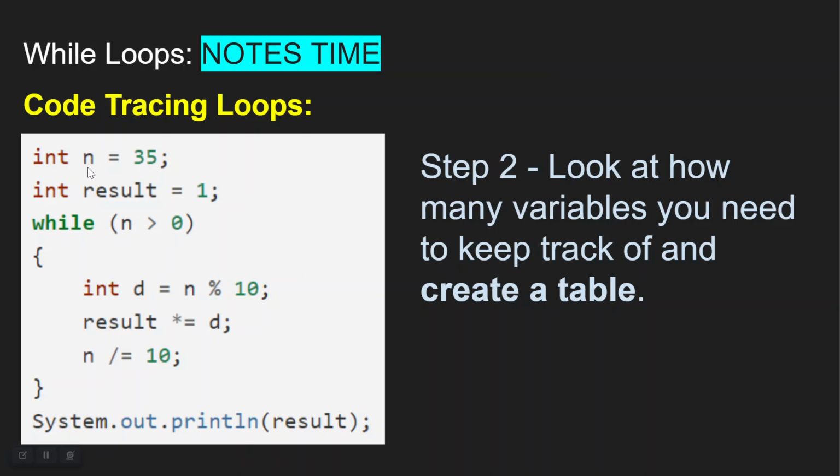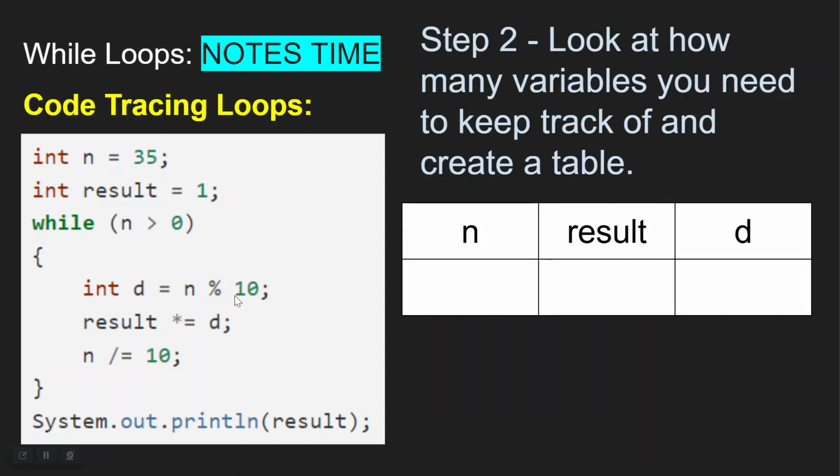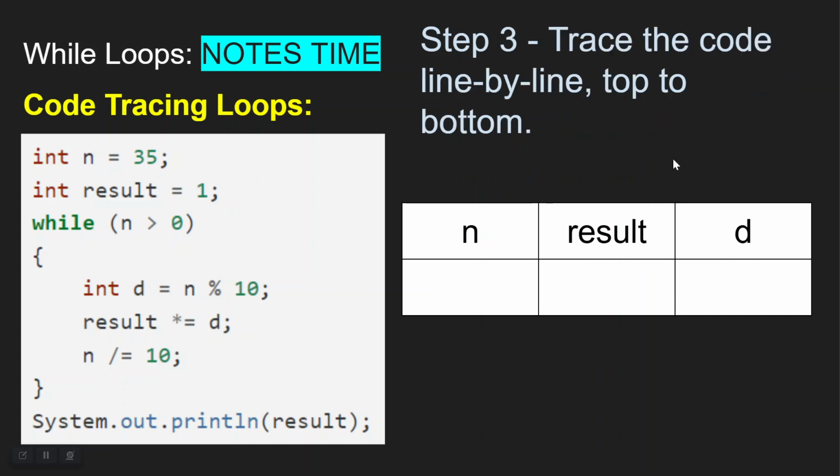So int n is a variable, int result is a variable. Here's n being used, so n is our loop control variable. Then down here, int d equals this. So we've got three variables that we need to keep track of. I'm going to make a column for n, a column for result, and a column for d. Now what we need to do is trace the code line by line from top to bottom, and use our trace table to keep track of what's going on. So we'll go ahead and work through it.